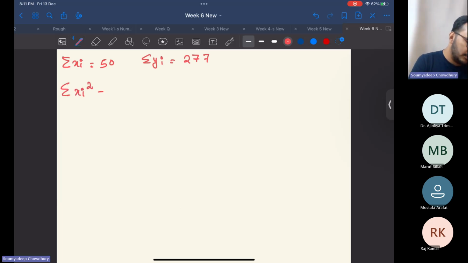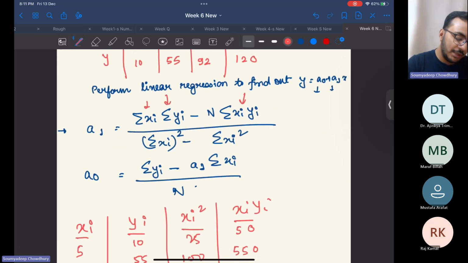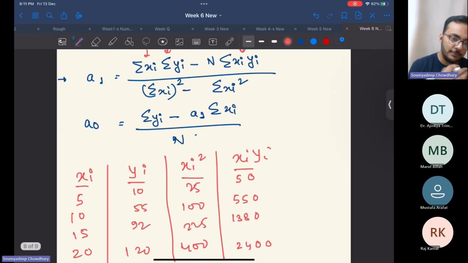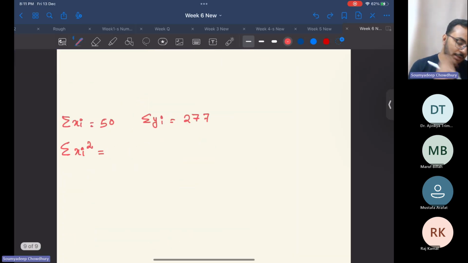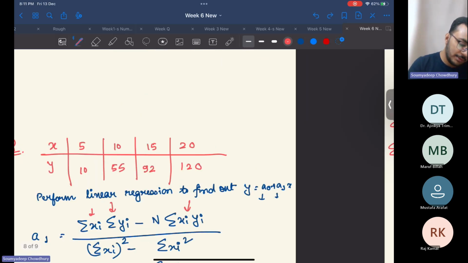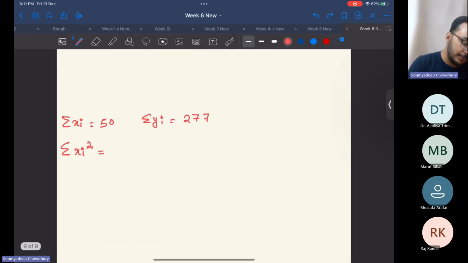Summation xi square. So just remember this, in this formula, this is summation xi whole square and this is summation xi square. These two are different. Summation xi whole square means you find out what is the sum of all the xi's and then square it. Whereas summation xi square means you have to find out all the xi squares and then sum it. So summation xi square is the sum of this third column, 25, 100, 225, 400. So it is 750.